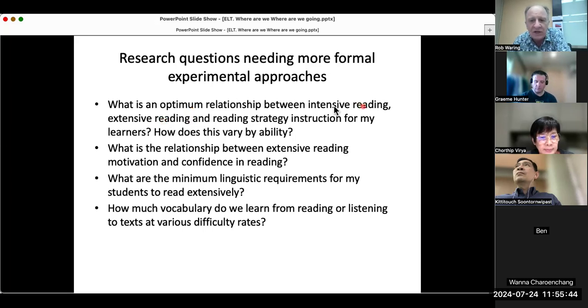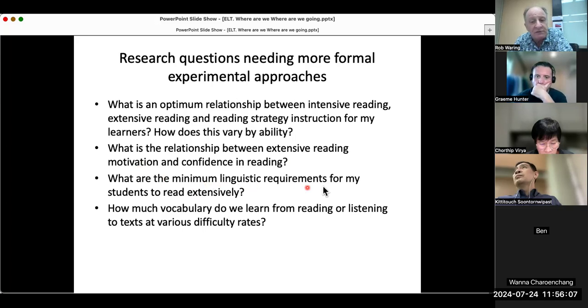So what's the optimum relationship? How much extensive reading and how much intensive reading is needed? And how much reading strategy is needed, which is optimum for various levels? What's the relationship between extensive reading and motivation and confidence? We do have quite a bit of information about this. Extensive reading is well known to build overall motivation and confidence. There are hundreds of studies that show this.